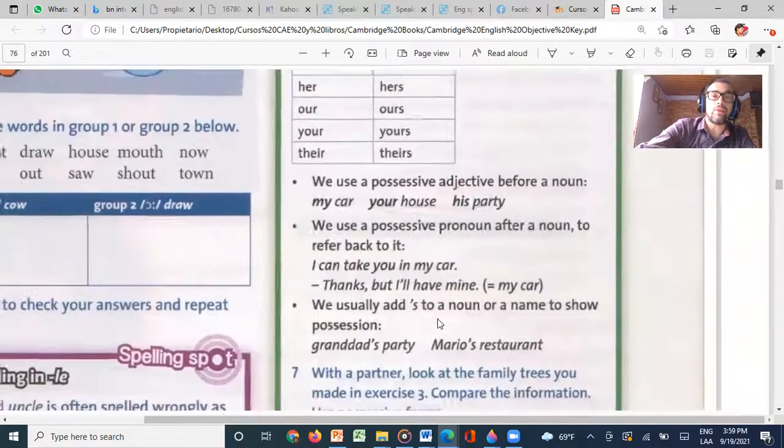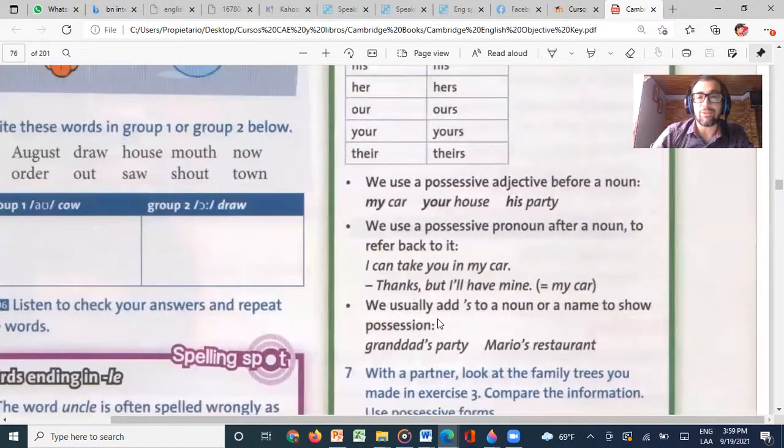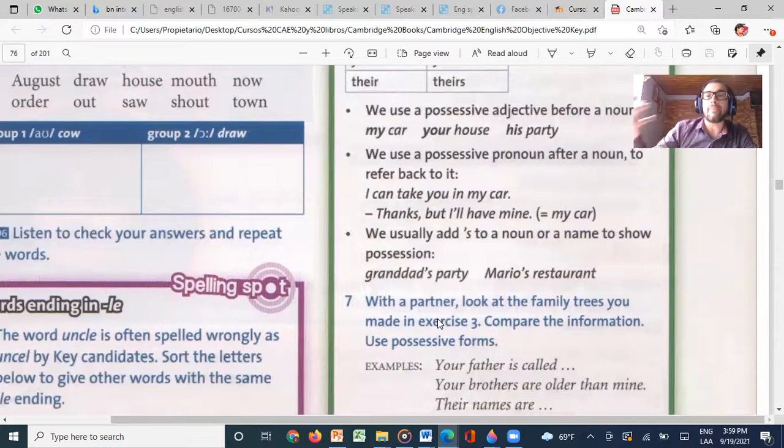Now, it says here we use a possessive adjective before a noun, as I was telling you: my car, your house, or his party. We use a possessive pronoun after a noun to refer back to it. For example, I can take you in my car. Thanks, but I'll have mine, right? So that mine is the same thing as my car. Instead of saying my car, I can just say mine.